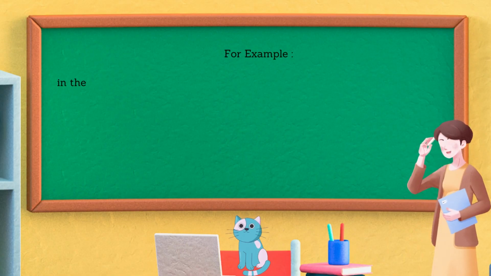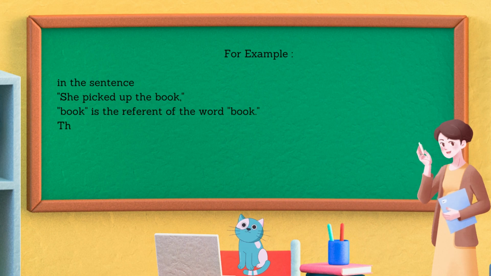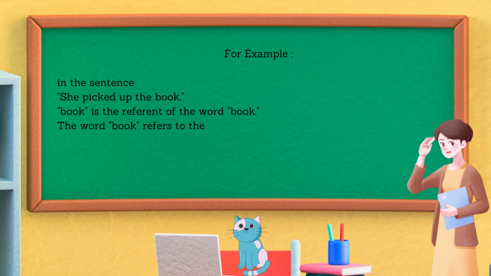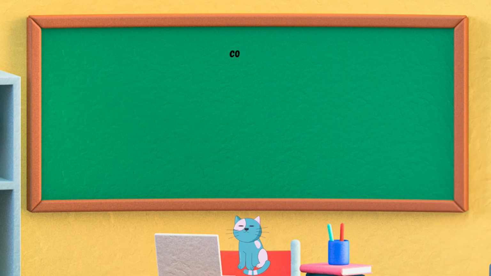For example of reference, in the sentence, she picked up the book, the book is the reference of the word book. The word book refers to the physical object being talked about in the sentence.